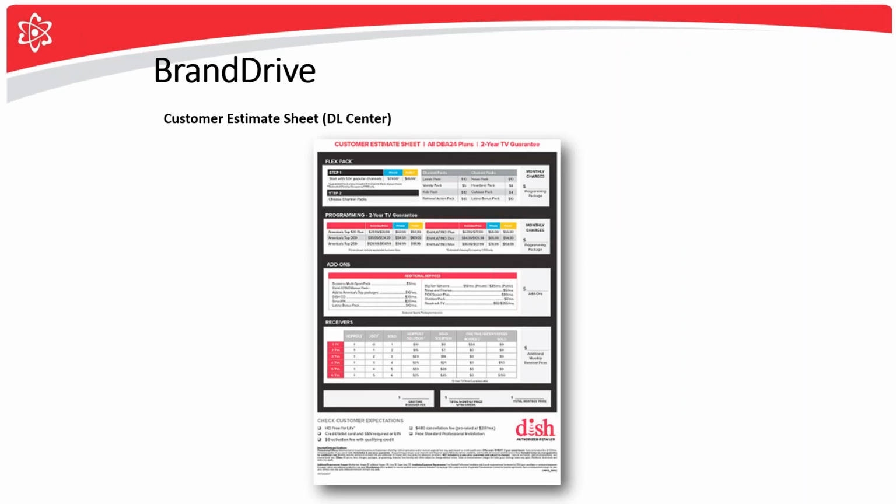There's a customer estimate sheet that's available in Brand Drive in the download center that you can take with you when you're talking to your commercial customers, just to give them an idea of what their total cost would be for the programming package based on how many TVs and whether it's commercial public or commercial private.